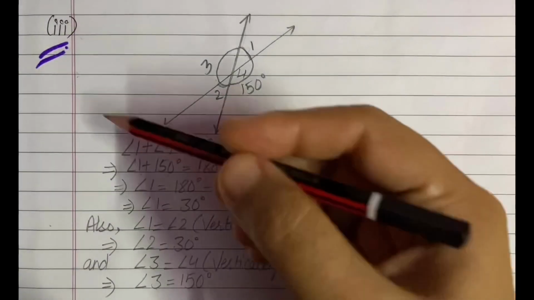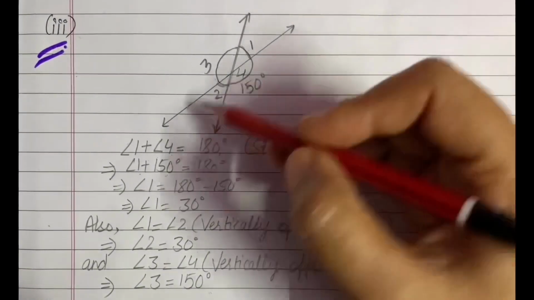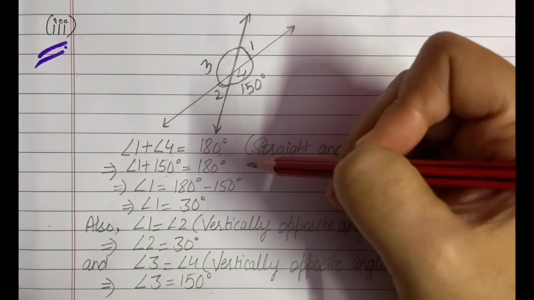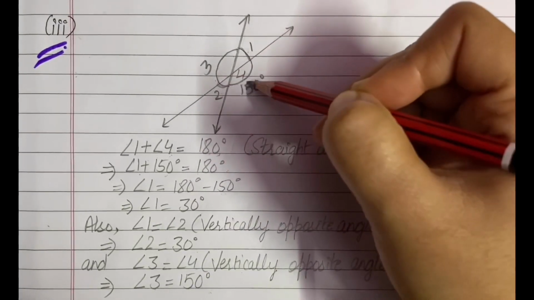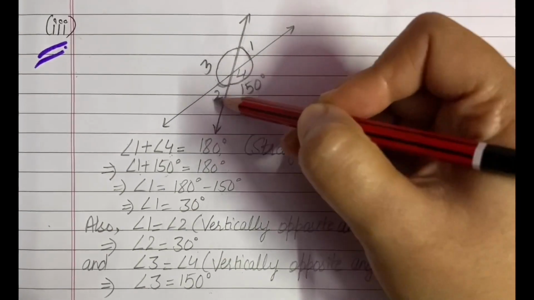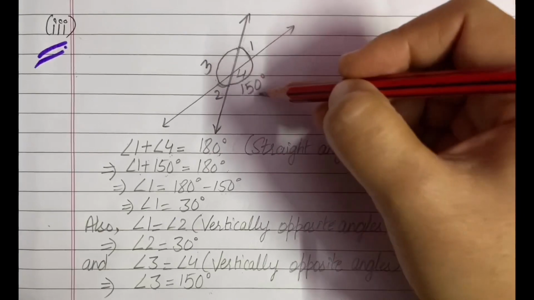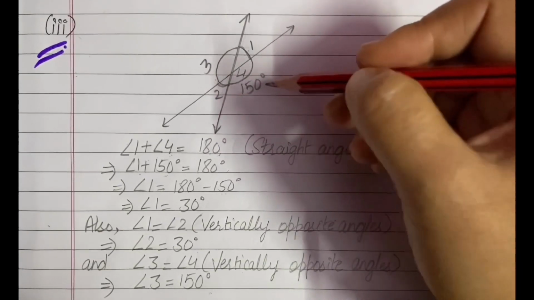Next is third part. Now students, see the diagram here. Again in the diagram these two lines are intersecting each other and four angles are formed: angle 1, angle 2, angle 3 and angle 4. And here you have to find the value of angle 1, 2 and 3, and the value of angle 4 is already given to you, that is 150 degrees.